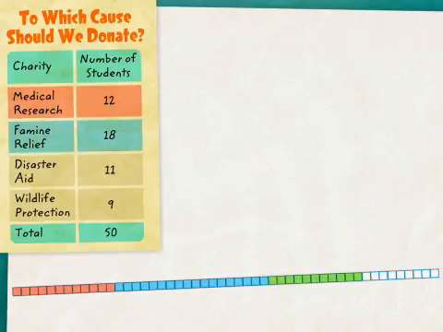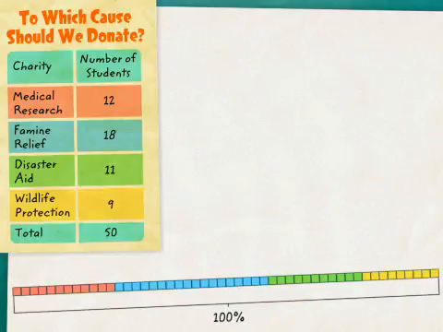He colored the next 11 squares green to represent disaster aid. He colored the last 9 squares yellow to represent wildlife protection. Chris knew that 50 squares represented 100% of the whole, so 1 square represented 2% of the whole.